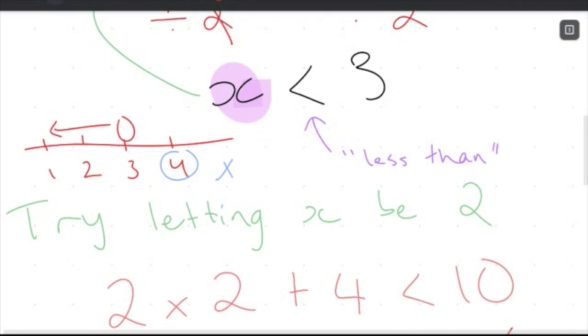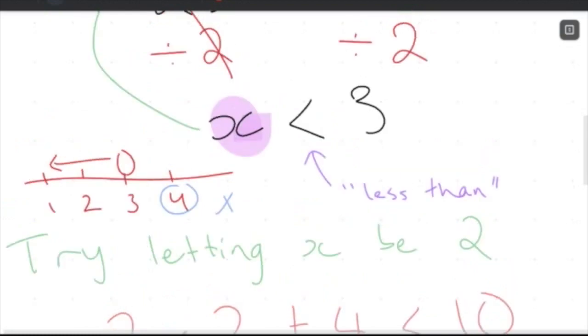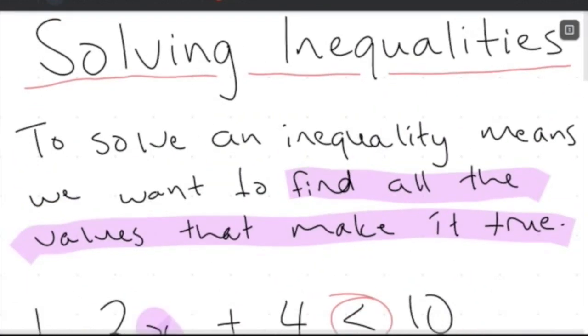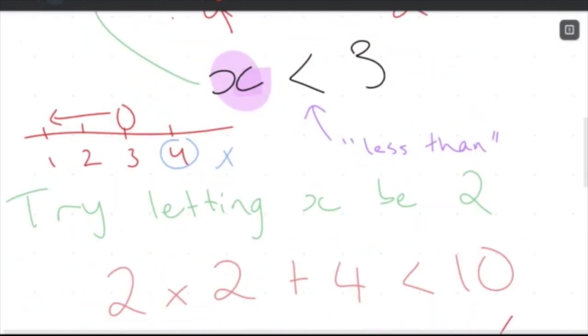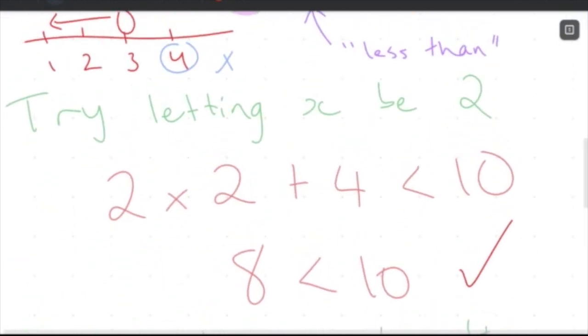And the solution I get is any set of values of x as long as they're less than 3. That brings us back up to here. Find all the values, plural. We have more than one value of x that will make this statement true. I showed one of them here.